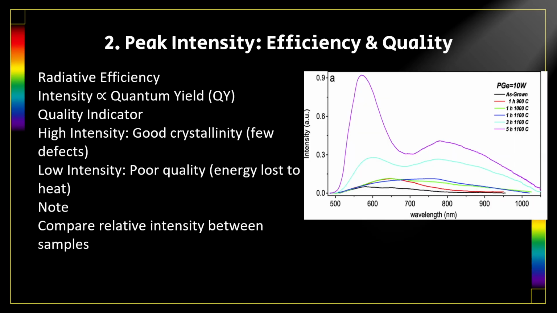The second parameter is peak intensity, which tells us about efficiency. Simply put, intensity is proportional to the quantum yield. A higher intensity usually suggests high crystal quality with few defects, meaning that radiative recombination is dominant. On the other hand, a weak signal implies that energy is being lost to non-radiative centers, such as defects, or simply dissipated as heat, so we always look for a stronger signal.